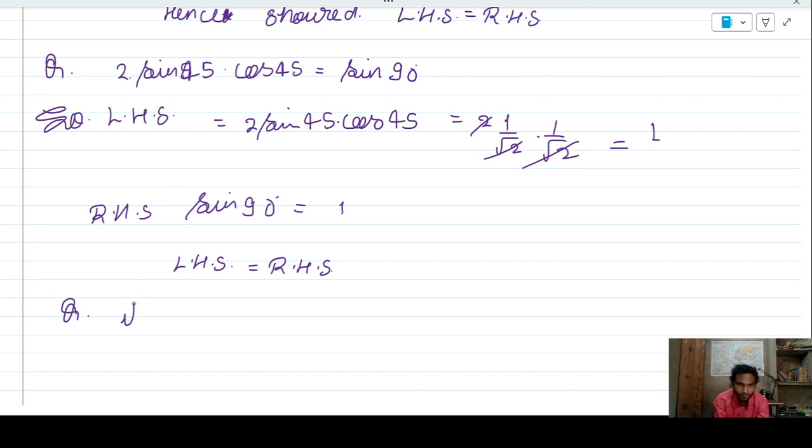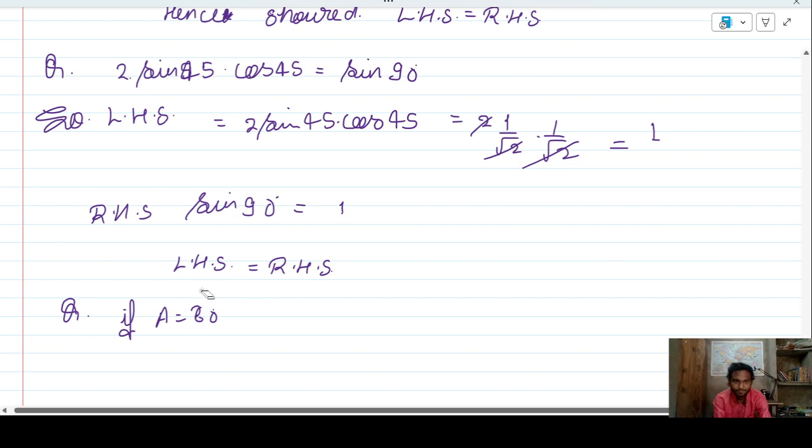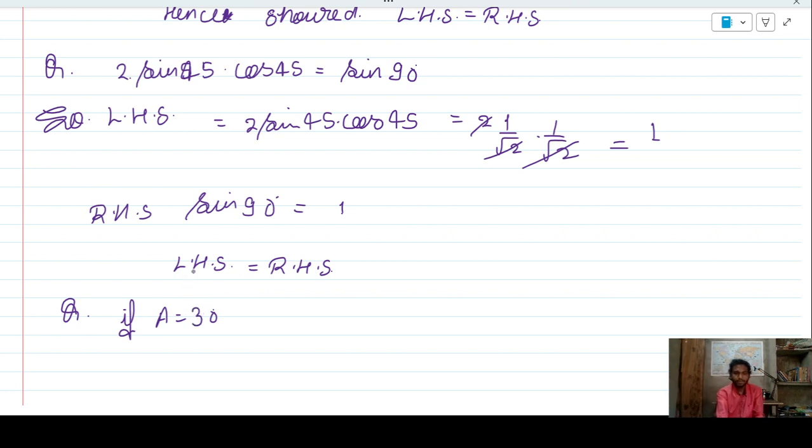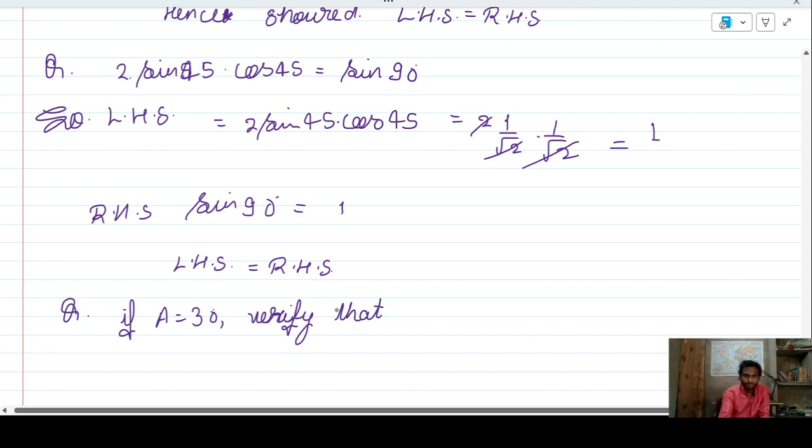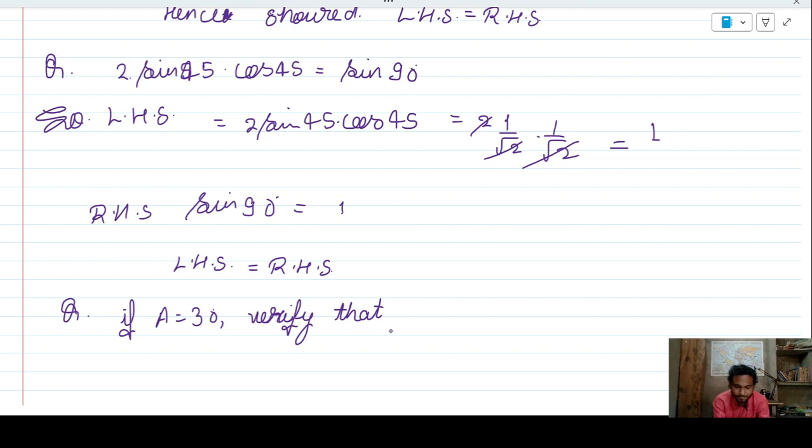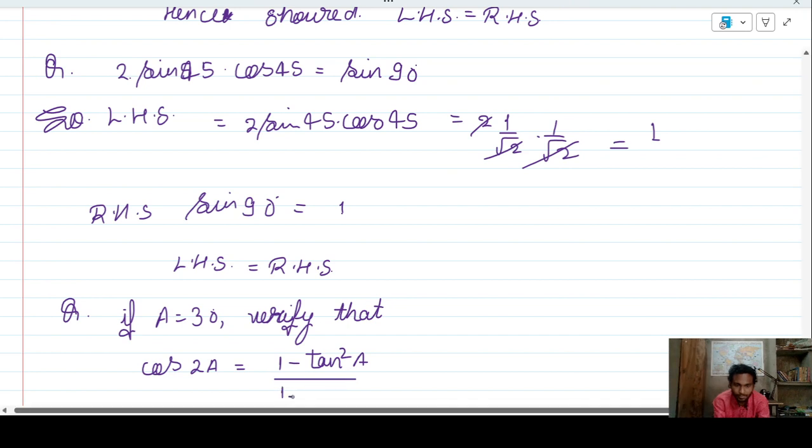We will do the next problem. If A equals 30 degrees, verify that cos 2A equals 1 minus tan square A upon 1 plus tan square A.